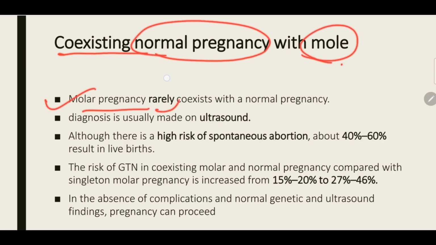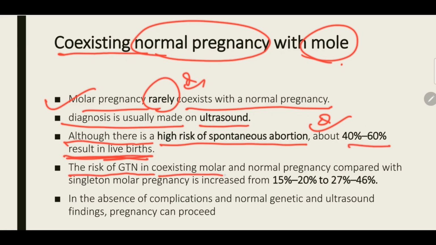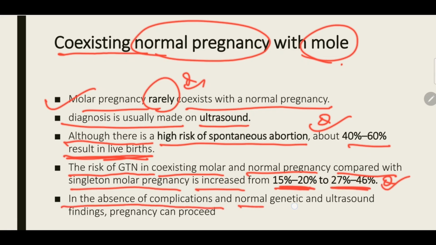Molar pregnancy rarely coexists with normal pregnancy. Diagnosis is usually made on ultrasound. Although there is a high risk of spontaneous abortion, about 40 to 60% result in live births. The risk of GTN in coexisting molar and normal pregnancy compared with singleton molar pregnancy is increased from 15 to 20% to 27 to 46%. In the absence of complications and normal genetic and ultrasound findings, pregnancy can proceed.